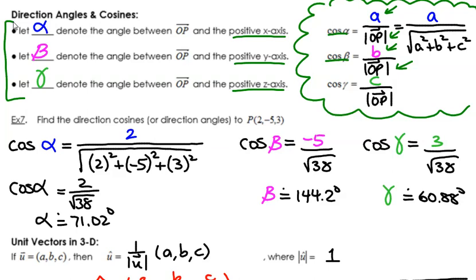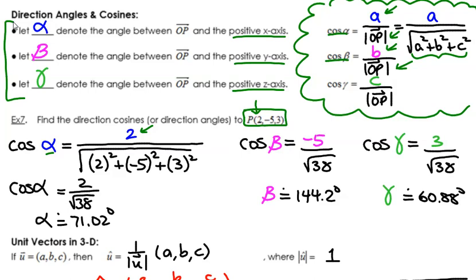Let's see that in action. Example number 7 is right below. Find the direction cosines, or those direction angles, for this particular point right here. So what you're going to do is take your x component and put it at the top. If it's an x component, you're looking for alpha. Then you put the magnitude at the bottom. This is the magnitude right here, which we just found in the previous slide.